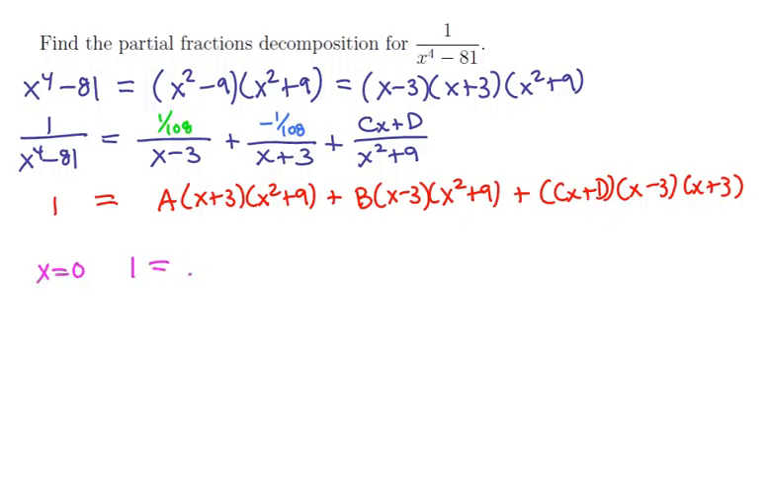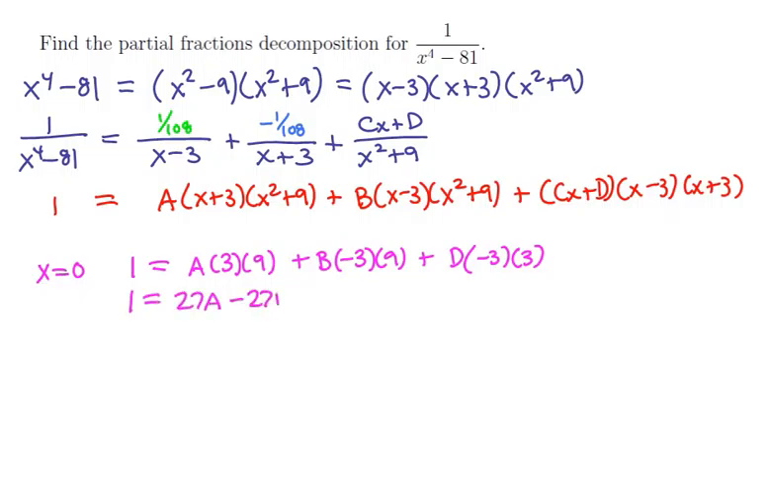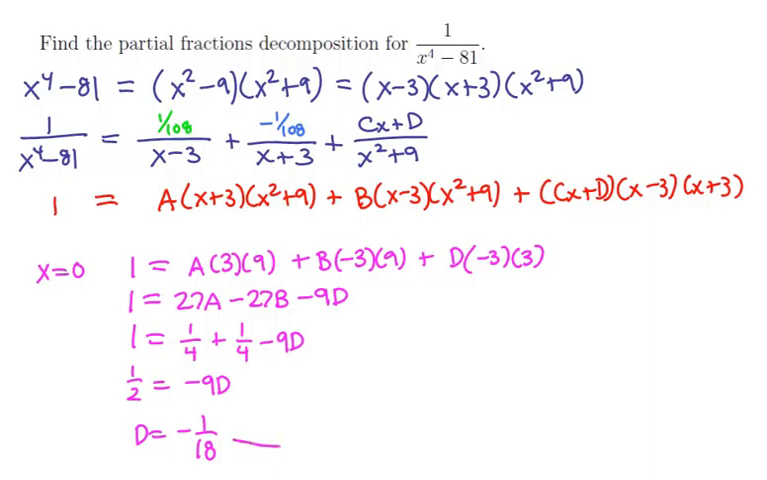So let's try that. We're going to get 1 is equal to A times 3 times 9 plus B times negative 3 times 9 plus D times negative 3 times 9. If we clean this up a wee bit, we're going to have 1 is equal to 27A minus 27B minus 9D. Knowing that we know A and B, this simplifies to 1 over 4 minus negative 1/4, minus 9D. And so we get 1/2 is equal to negative 9D, or D is equal to minus 1/18th. Some nasty fractions. Now let's go and replace the D up top with negative 1/18th.